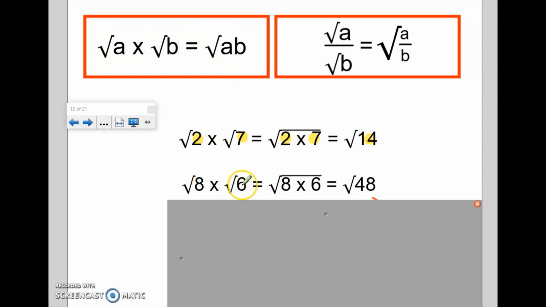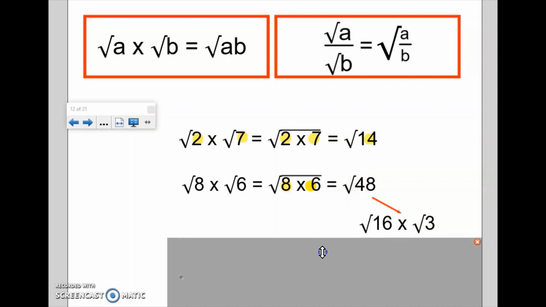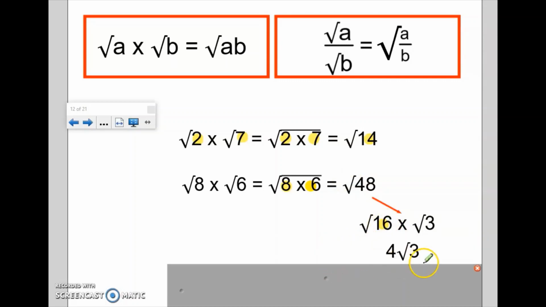Root 8 times root 6 is exactly equivalent to the square root of 8 times 6, which would give me root 48. I could even go ahead and simplify this root 48 using the process we already know, splitting it into root 16 and root 3, 16 being the square number, simplifying it down to 4 root 3.